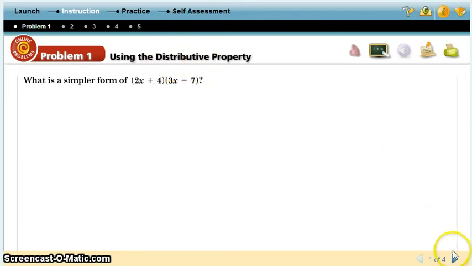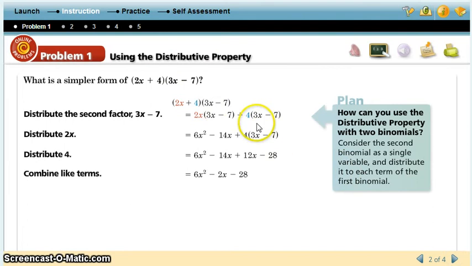Now I'm going to put this entire problem up here, but I just want you to look, and they've color-coded it here, so that's nice. Basically what you're going to do, and this question here is really good to look at, how can you use the distributive property with two binomials? Well, you're going to think of the second binomial as if it were a single variable. So you think of this entire parenthesis maybe as if it were just 1x, okay? And you're going to distribute to each one of the terms in the first binomial, okay?